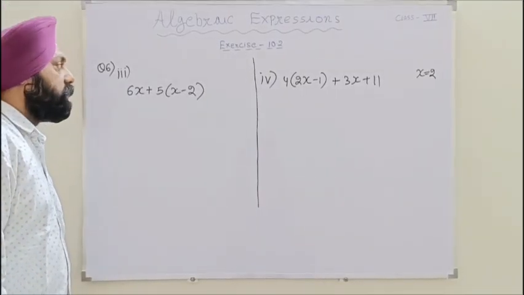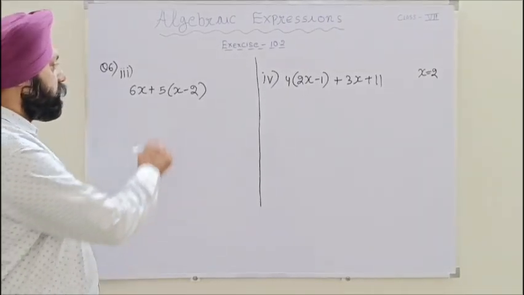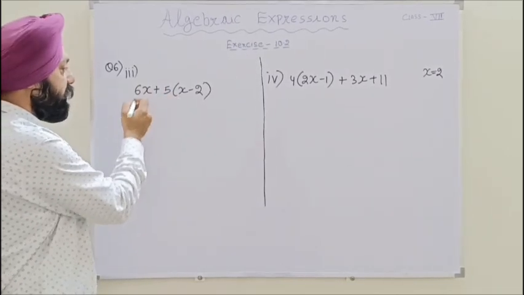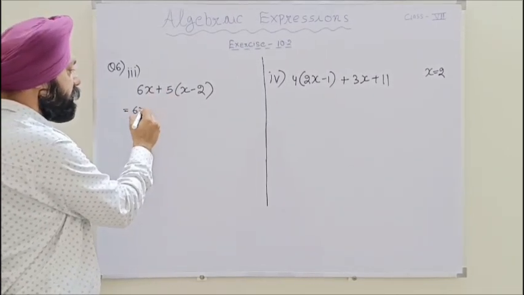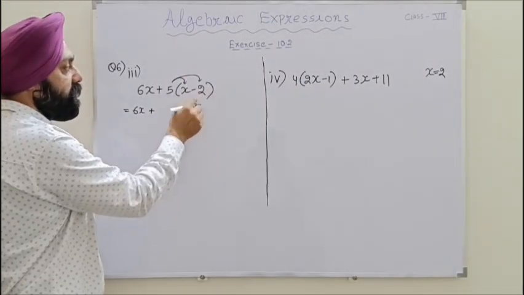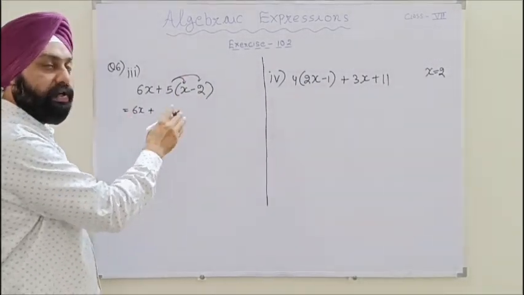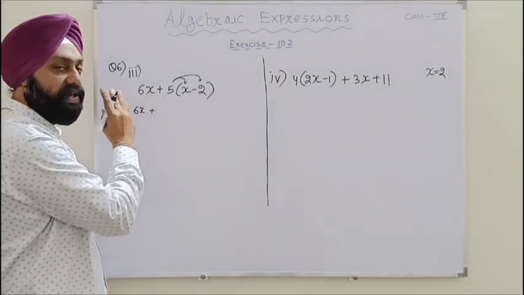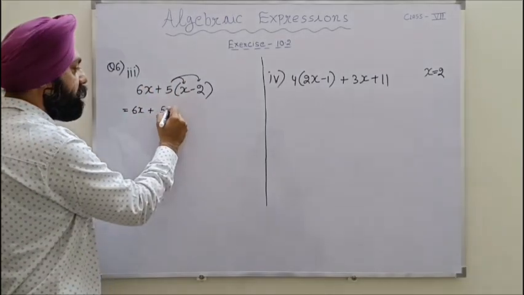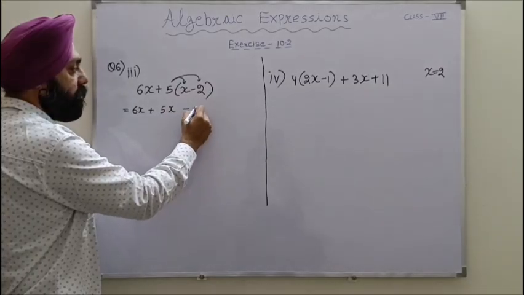So continuing with the third part, again we have to simplify. In simplification we can see that there is a bracket. So we will first open this bracket. 6x as it is, 5 will get multiplied with x as well as 2. Whatever is there in the bracket, the number which is outside will get multiplied with each and every variable and constant in the bracket. So it will give 5x, and 5 into minus 2 will give minus 10.